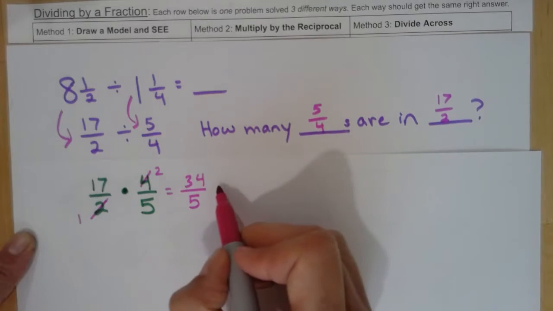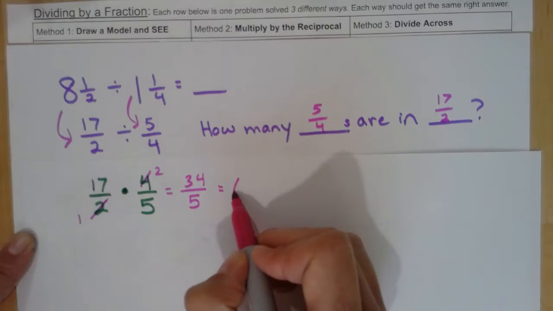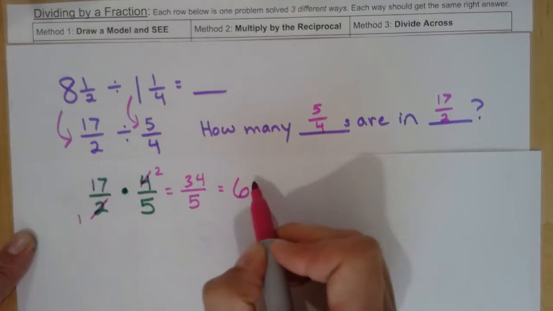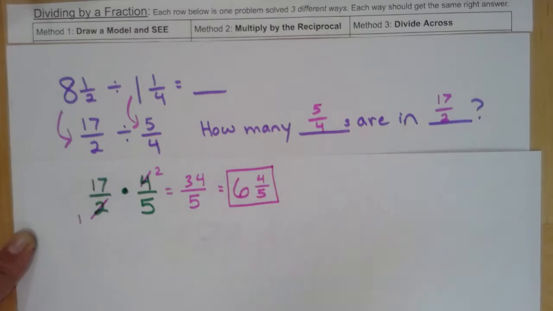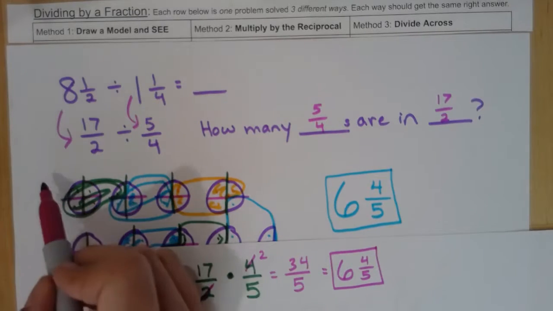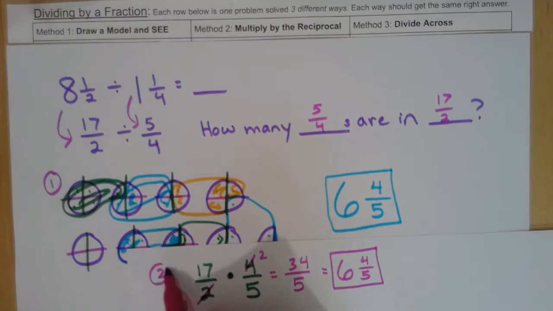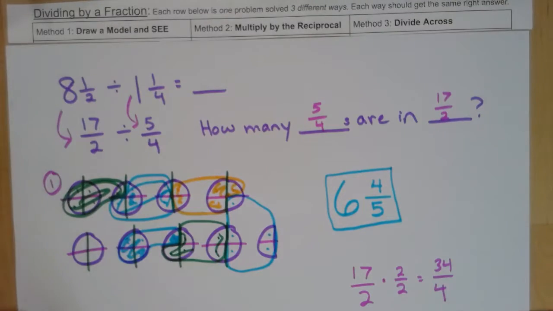Now this is improper, so if we want to write it as a mixed number, I know that 30 is 6, but I have 34 fifths, so I have 4 extra fifths. Here's how we write that as a mixed number. And indeed, it's the same answer as before. This was method 1. Here was method 2. How about we try method 3 now of dividing across?